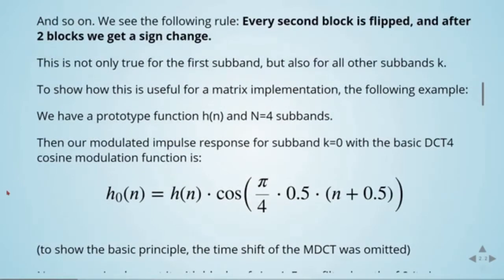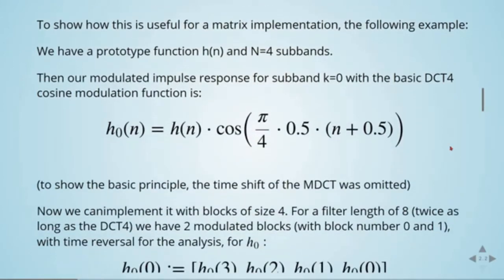To show how this is useful for a matrix implementation, let's take the following example. We have a prototype function h of n, and n equals 4 subbands. Then our modulated impulse response for subband k equals 0, with the basic DCT4 cosine modulation function, is given here. To show the basic principle, the time shift of the MDCT was omitted.